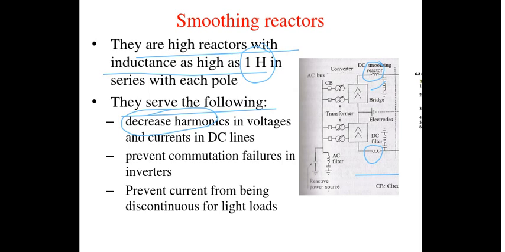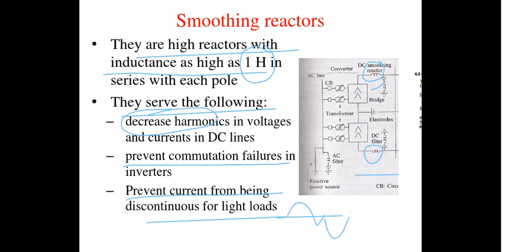Apart from that, the smoothing reactors are also used to prevent the commutation failures in the inverters, and they are also required to prevent the current from being discontinuous whenever you have light load conditions. In the basic power electronic circuits, you must have come across all these issues. How do you make the current continuous by having the inductor? The energy is stored there and it is released whenever the reverse cycle starts. All those things you have studied, and these are the basic three purposes of why the smoothing reactors are used.